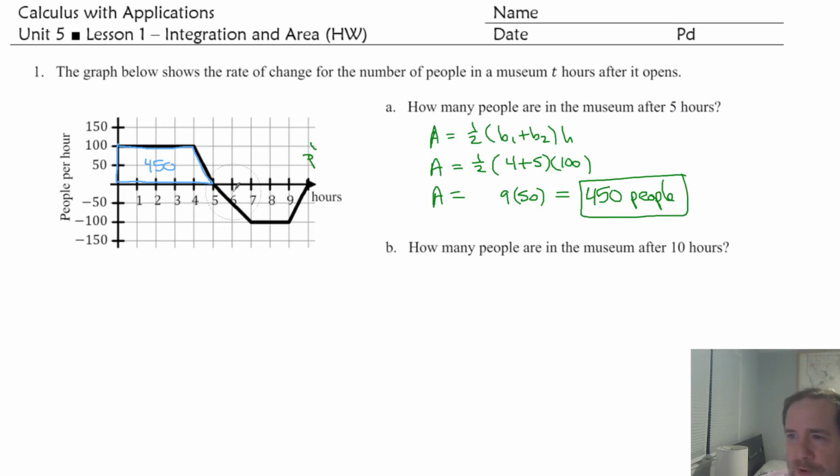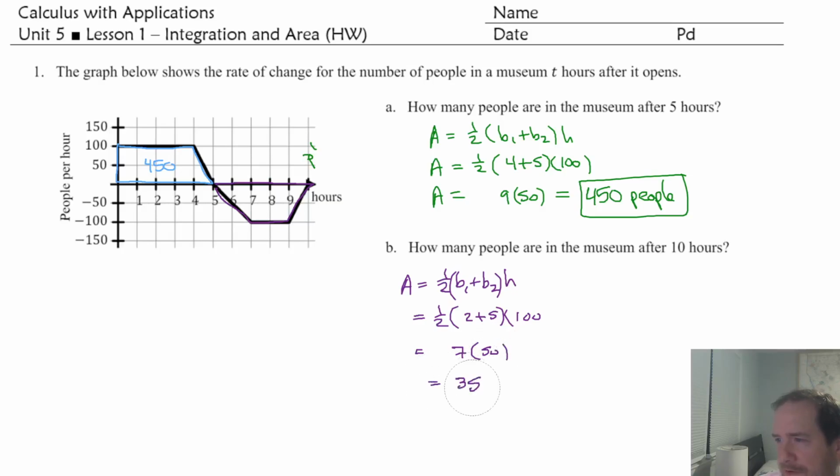So to come up with the answer for part B, we kind of just need to find this chunk, which is another trapezoid. So let's do that. The area would be 1/2 B1 plus B2 times height. And this time one of my bases is only 2 and the other base is 5. But the height is still 100. So this is what, 7 times 50 for 350 people.